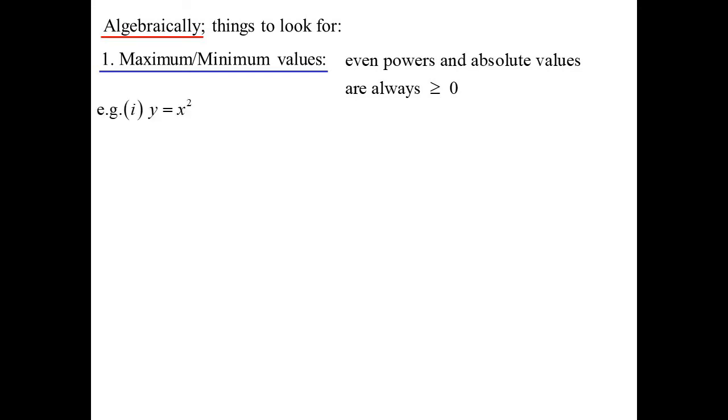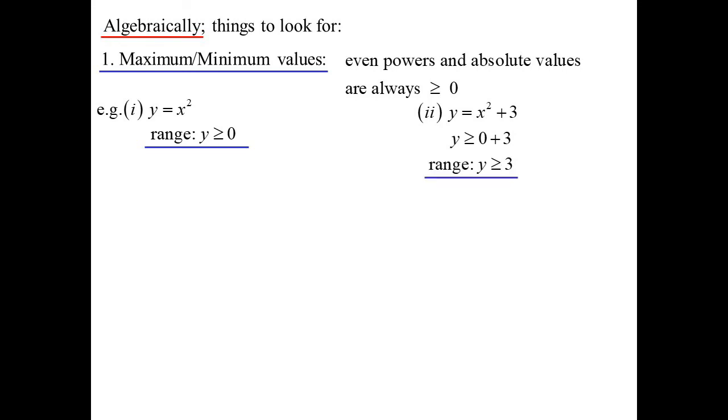Start with the basic, y equals x squared. Well, I know the range for that must be greater than or equal to 0 because x squared is always greater than or equal to 0. So that's the only possible answers we could get. So logically, if I've got x squared plus 3, well, I know that one must be greater than or equal to 0 plus 3. The x squared can't be less than 0, so then the whole thing can't be less than 0 plus 3. Range y is greater than or equal to 3.